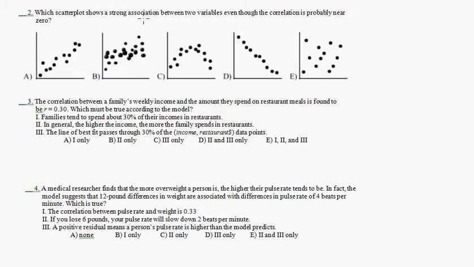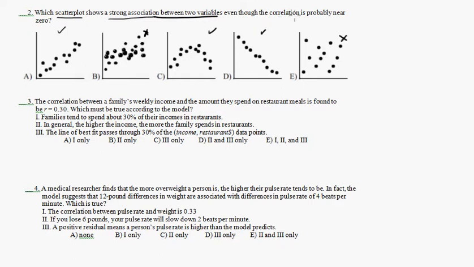Which scatter plot shows a strong association between two variables? Okay, well, this one looks pretty strong. I would say this is not super strong. It might be an association, but not super strong. This one looks pretty strong, and this one definitely looks strong. And then this one would be not strong at all, because these are scatter plots, not residual plots. But then there's another part to this question.